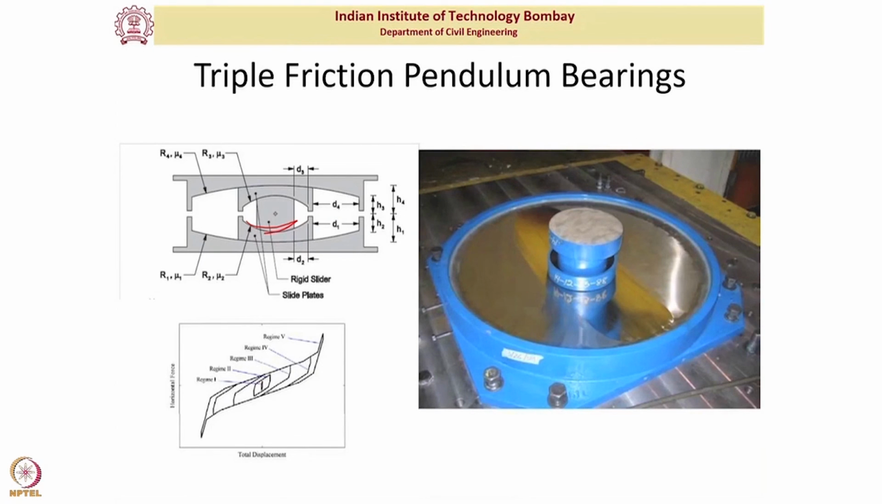So if the structure where you want to apply seismic isolation has a very small footprint, let us say very small columns, and you cannot fit larger bearings, then you can go for a triple friction pendulum bearing, because it would have a smaller footprint or smaller dimension, and it would provide you similar or higher capacity than a single friction pendulum bearing or elastomeric bearing.